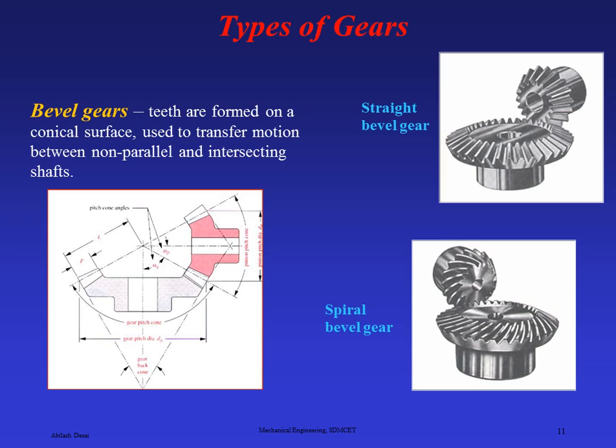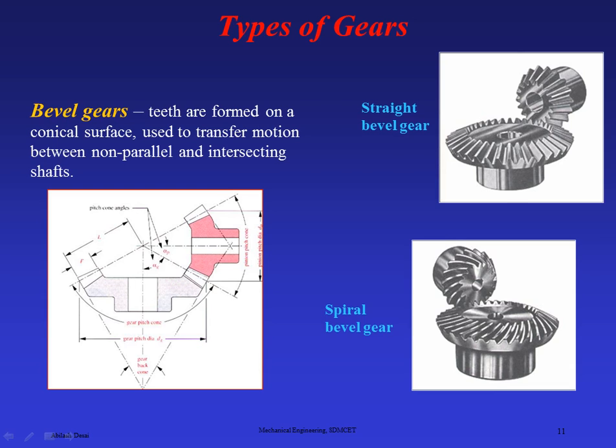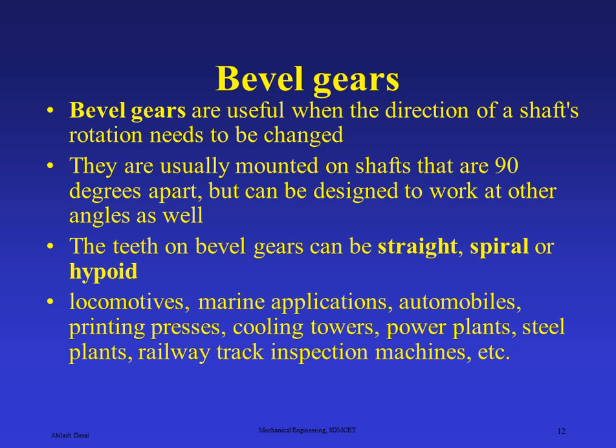You can see the figure where the straight bevel gear has teeth in an exactly straight manner, whereas the spiral one has a little bit curved nature. Both types of bevel gears can be seen here. Bevel gears are useful when the direction of shaft rotation needs to be changed. You can see how the alignment is there. They are usually mounted on shafts that are 90 degrees apart, so that is always perpendicular, but they can be designed to work at other angles also. So small changes you can also do.